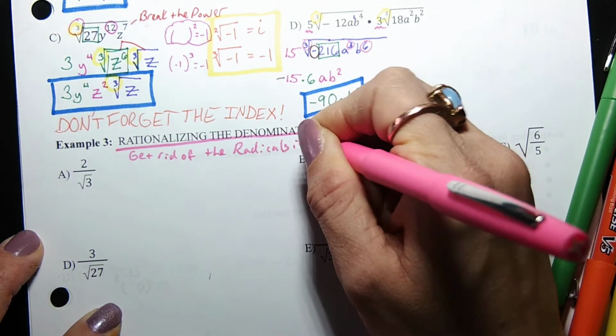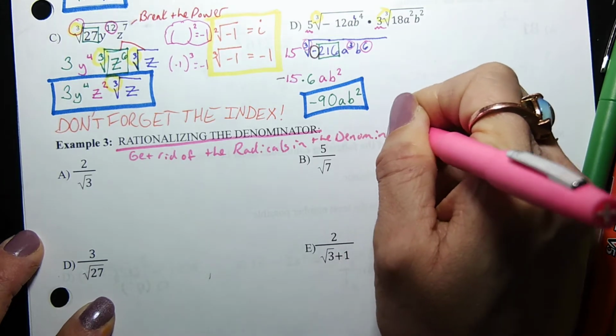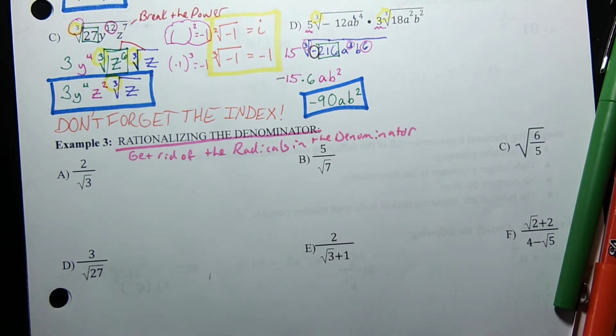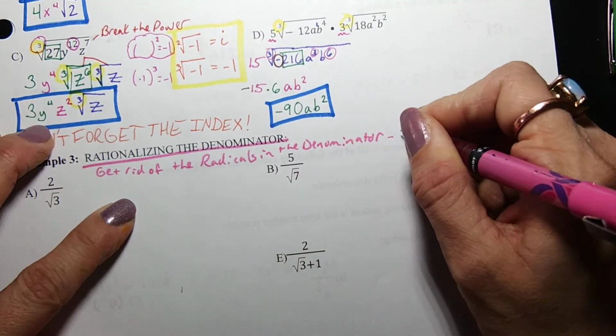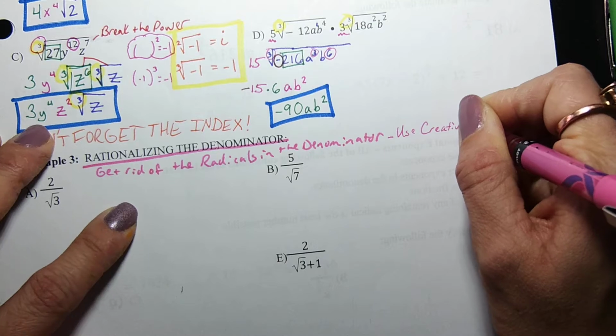in the denominator. So get rid of the radicals in the denominator. It's a rule. It's just not proper to have radicals in the downstairs. So how we get rid of the radicals in the denominator is we're actually going to use the good old creative forms of 1 like we did in the last unit. So use creative forms of 1.